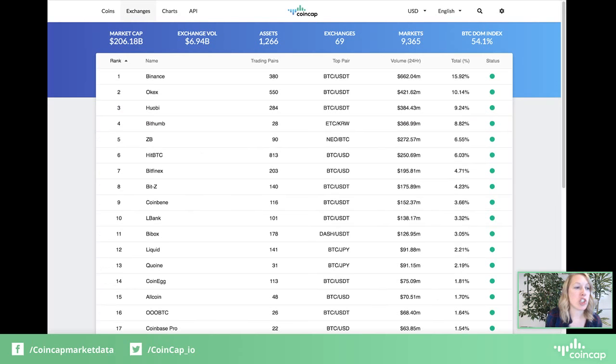So let's go on exchanges for a little bit. We talked about HitBTC, and that was number 6 in volume. These are all ranked by volume. You can see the top volume is Binance. 15.92% of the crypto market is being traded on Binance right now. Pretty interesting. And that is a very recent statistic, updated 0 seconds ago. And you can just see different volume, what their top pair is.